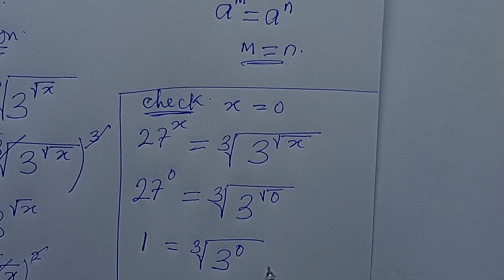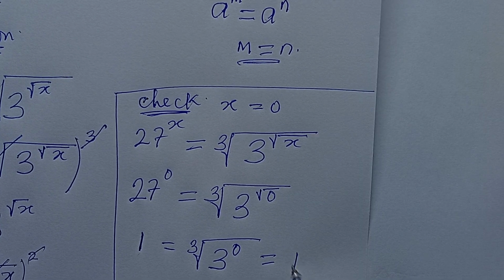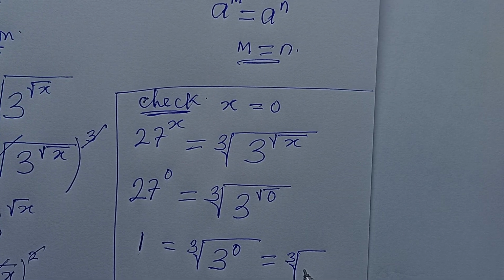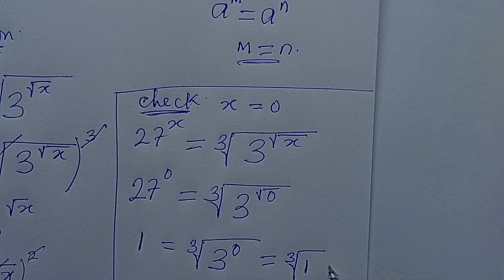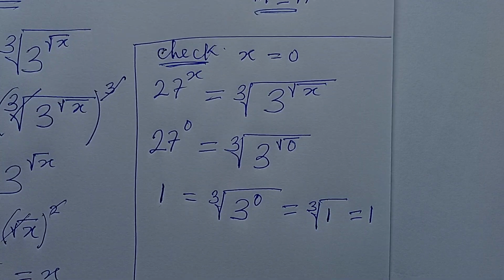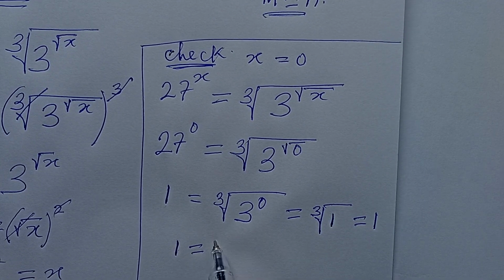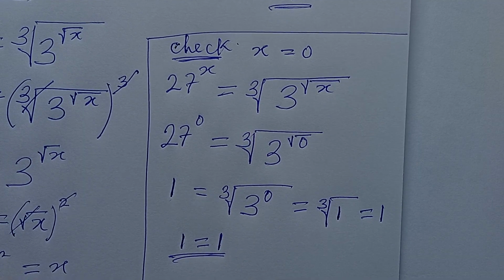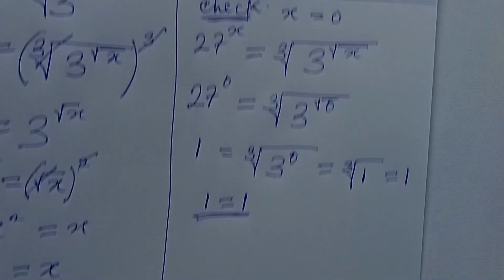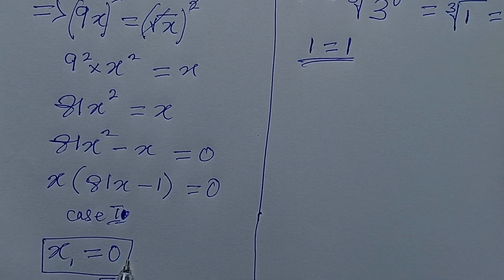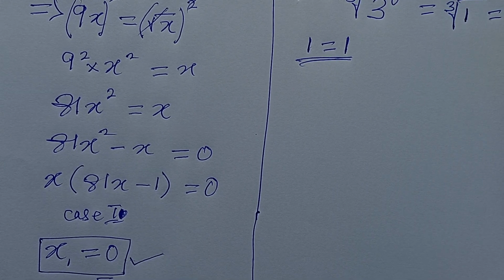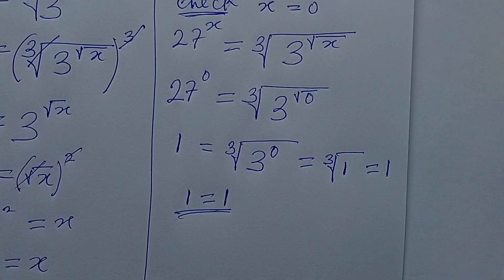And if we put in 0 here, this is going to give us the cube root of 1. And the cube root of 1 is equal to 1. So therefore, we now have 1 is equal to 1. So it means that this answer, which we solved for here, x equal to 0, satisfies the original equation. So let's check for the second one.